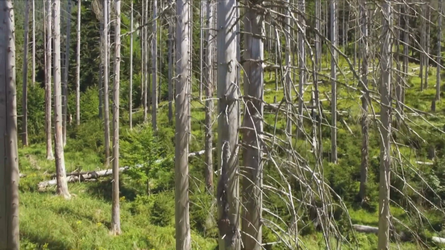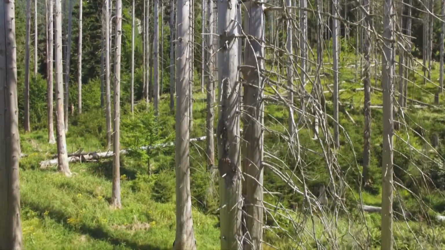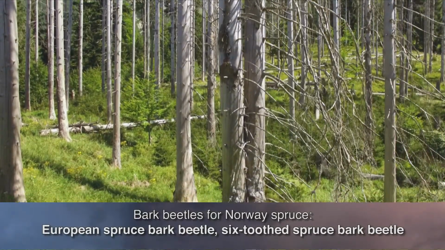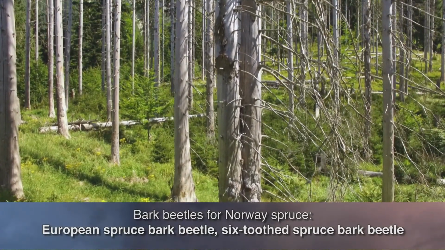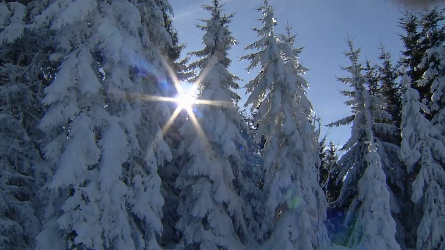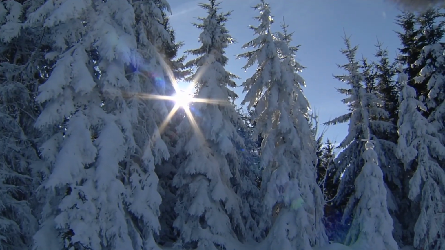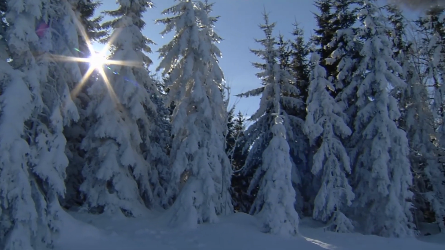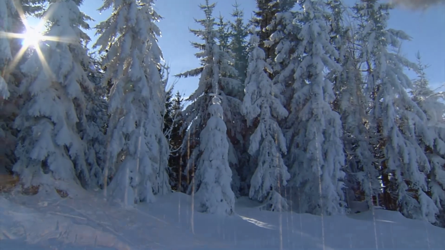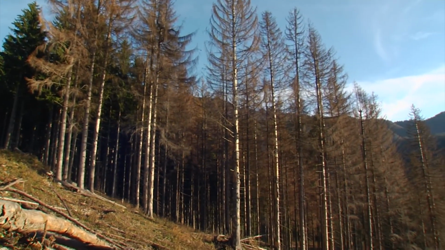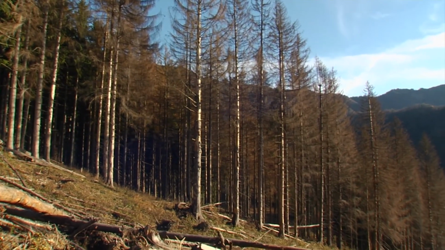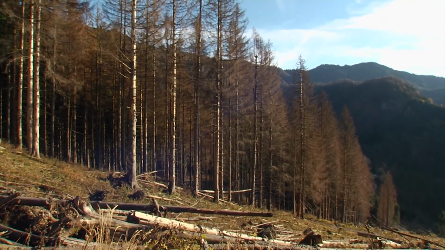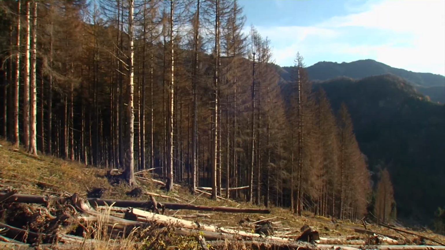For Norway spruce, one of our major tree species, those are mainly bark beetles, such as the European spruce bark beetle or the six-toothed spruce bark beetle. The European spruce bark beetle survives temperatures below -20°C, which means that even cold winters don't result in population declines. Higher temperatures during growing season, on the other hand, speed up their growth. Starting at 8.3°C, their larvae development increases.